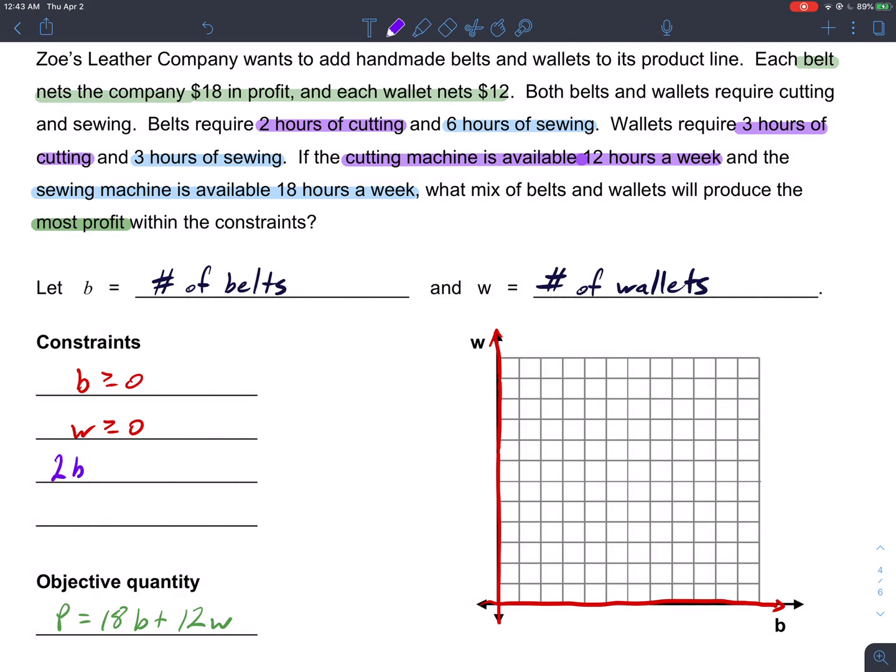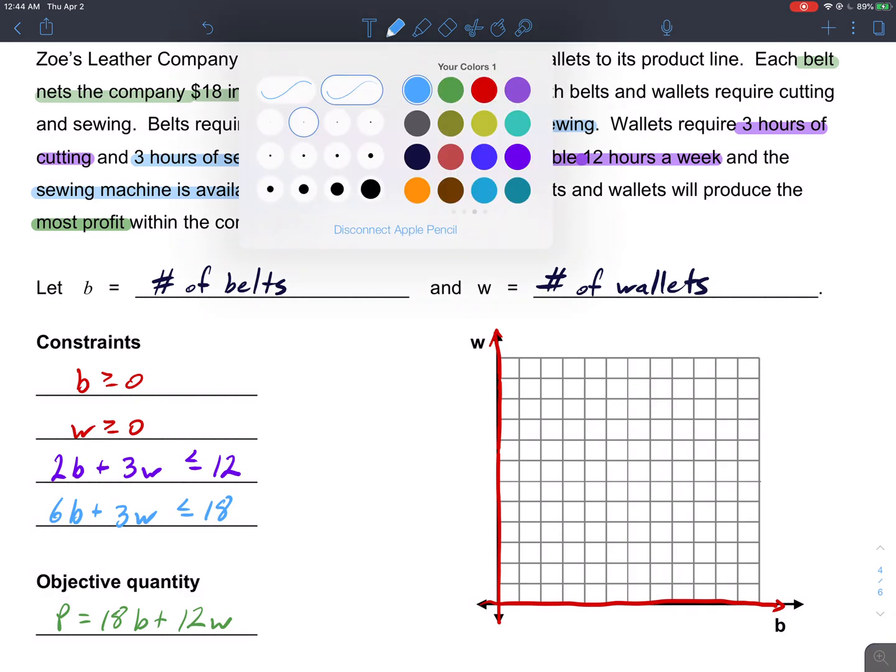So 2 per belt plus 3 per wallet must be less than or equal to the 12 I have total. All right, there's my equation, or my constraint for cutting. And then I have a constraint for sewing: 6 per belt plus 3 per wallet is less than or equal to a total of 18 hours there for sewing.